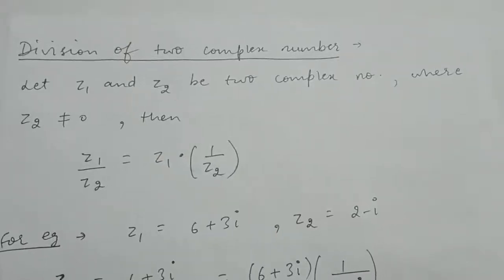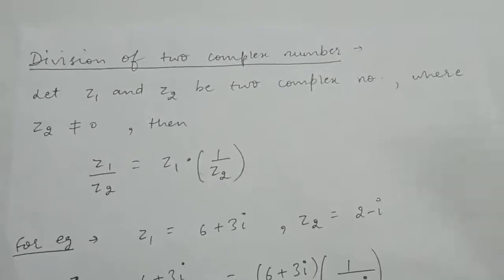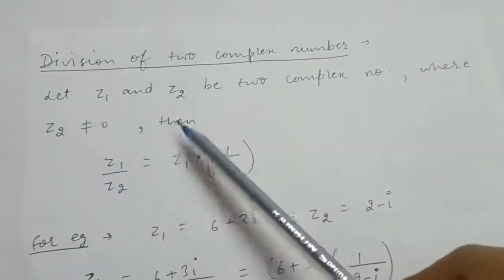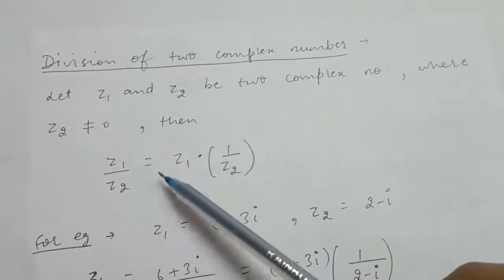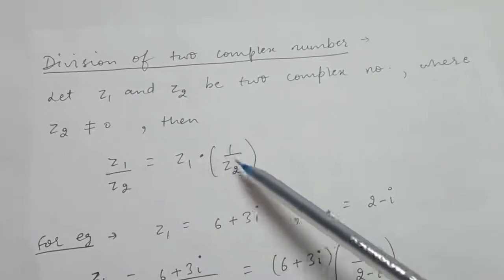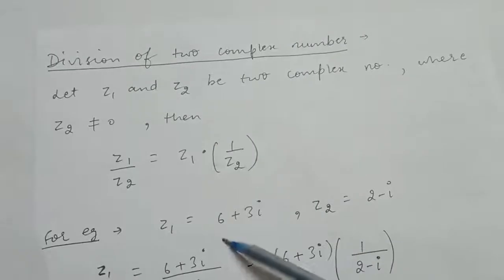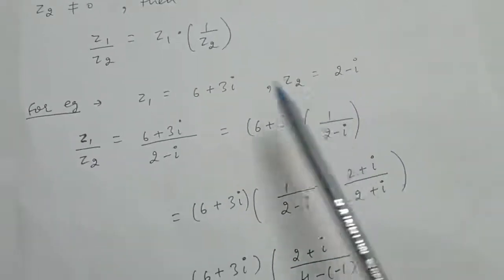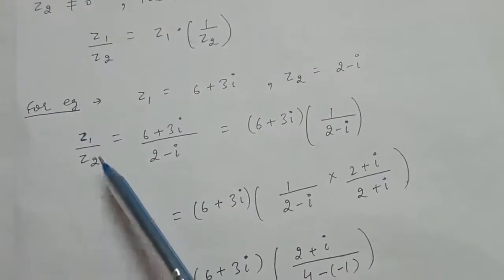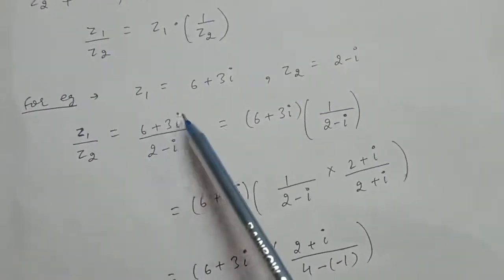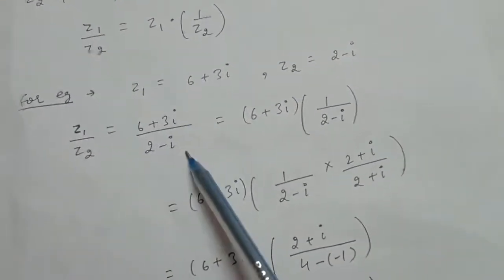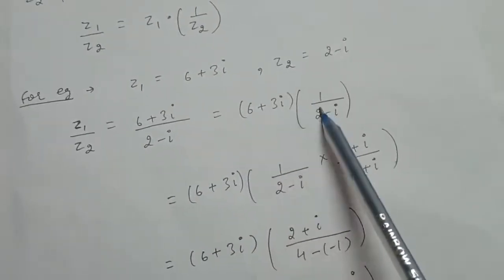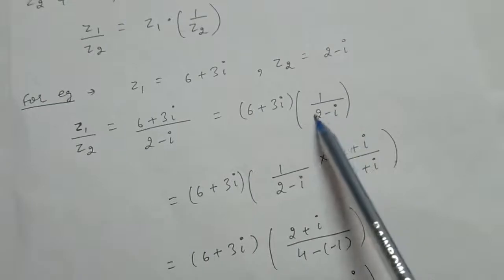Division of two complex numbers. So if z1 and z2 are two complex numbers where z2 is not equal to 0, then z1 by z2 is equal to z1 into 1 by z2, right? So see by an example, if z1 and z2 are these complex numbers, then the division of z1 by z2 is equal to 6 plus 3 iota upon 2 minus iota, which can be written as 6 plus 3 iota into 1 upon 2 minus iota.